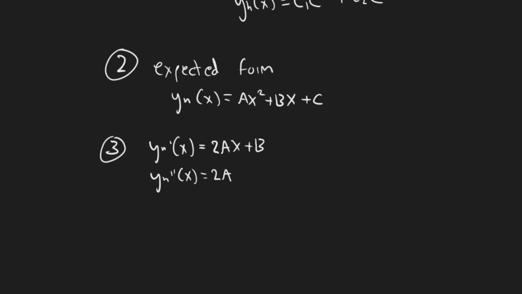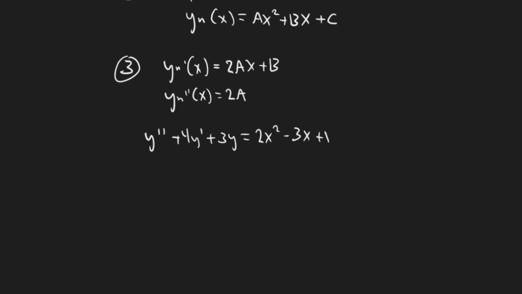Okay, so now we can actually substitute this into the original ODE. Since this is our expected form of the solution, we can plug it in directly for y. And so the original ODE, I'll write it again right here, y double prime plus 4y prime plus 3y equals 2x squared minus 3x plus 1, and that's just so we don't have to keep scrolling back up.